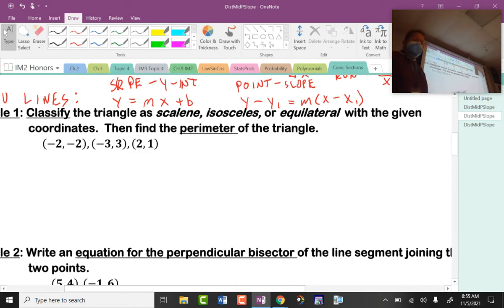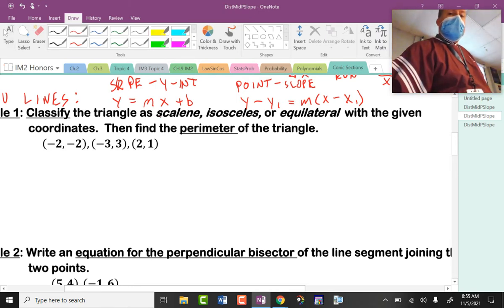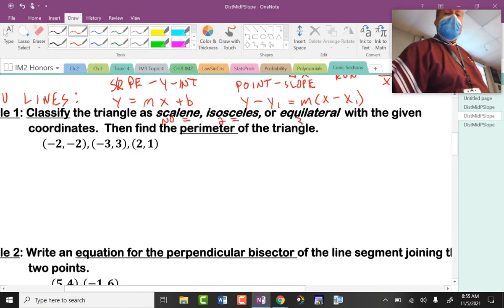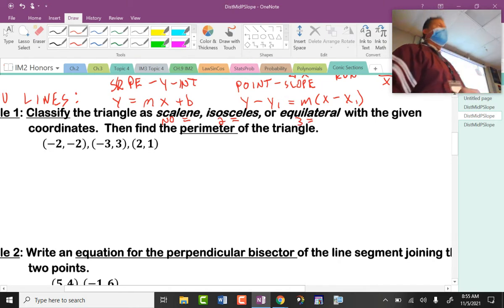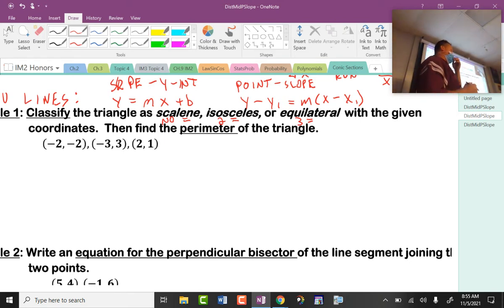All right. So some terms to remember. Classify each triangle as scalene, that is no equal sides. Try to remember that. Isosceles, that is two equal sides. Equilateral, that is all three are equal, with the given coordinates. Oh, I forgot to do that. Then find the perimeter of the triangle. Darn it, I didn't do that last hour. So basically, you just add the three sides when you're done.